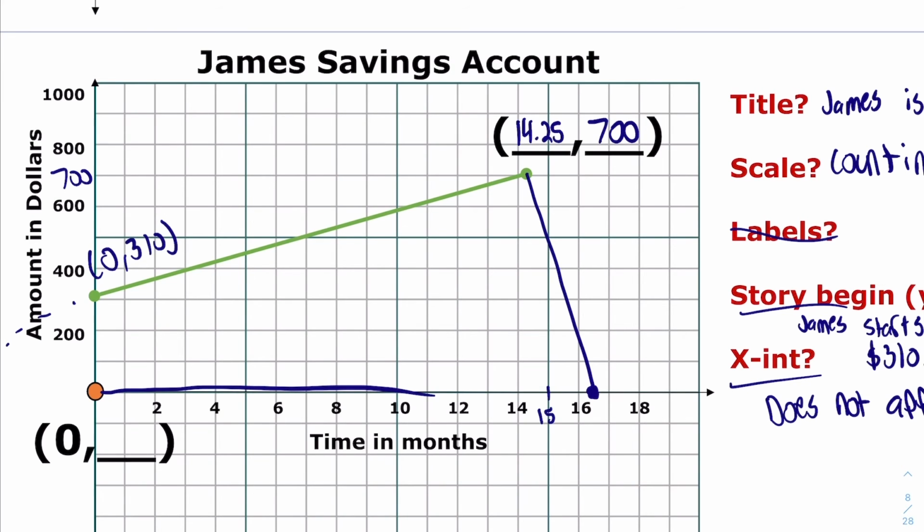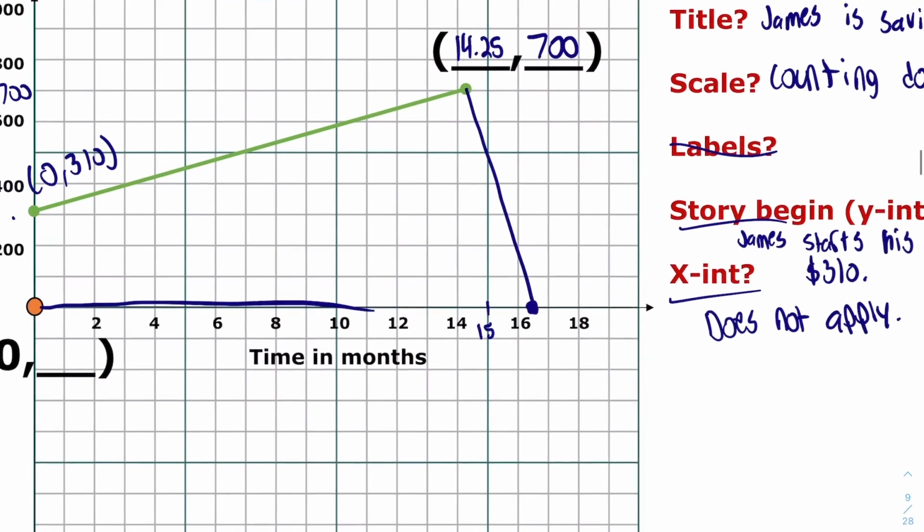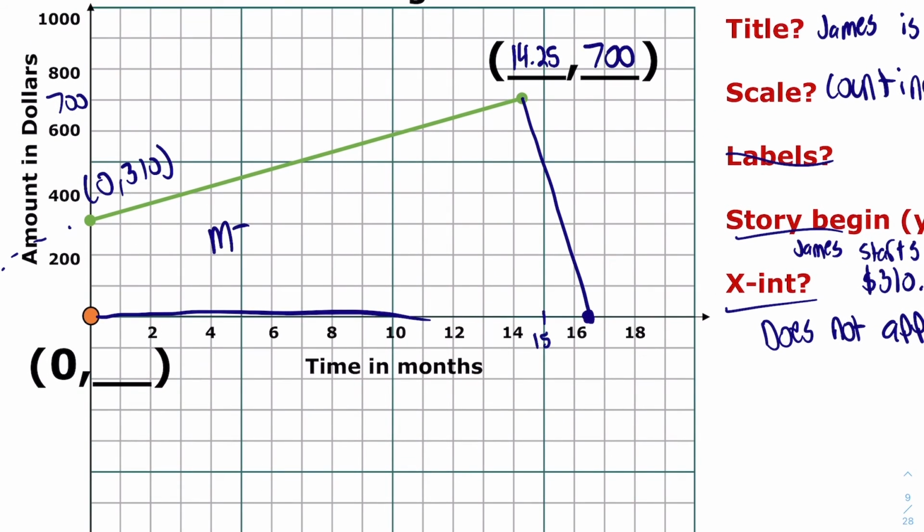So let's go ahead and find the slope. The first part of writing an equation is to find the slope. 700 minus 310 over 14.25 minus 0. That'll be 390 over 14.25. I'll go ahead and use a calculator. And that slope is 21.75.